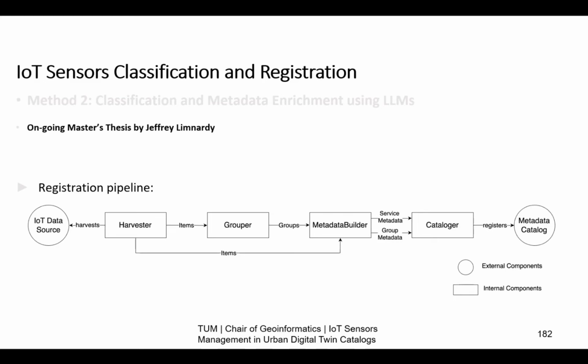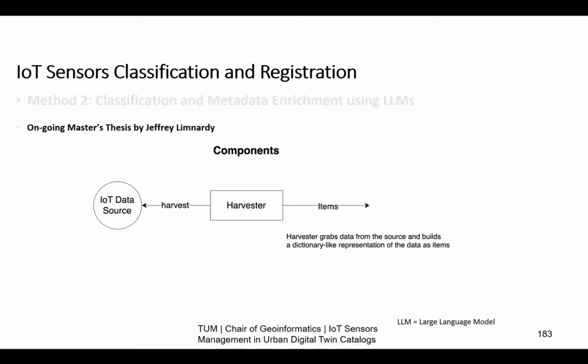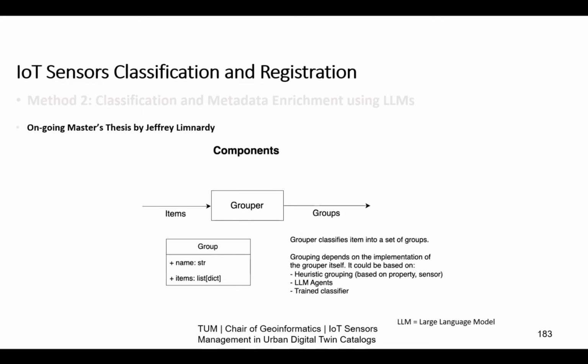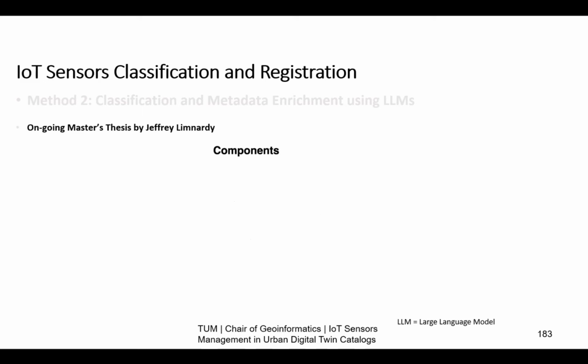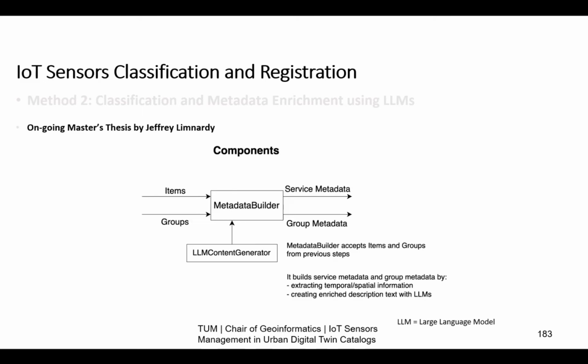So first of all, you harvest your data from IoT services. This could be different IoT platforms. Using the harvested data, you then group and classify this data using different tools. You can use heuristic grouping, like shared properties, such as the sensor or measured property. Or you could also use LLM agents, or train your own classifiers to derive better groups from this unstructured data. And then the next step is to create metadata.